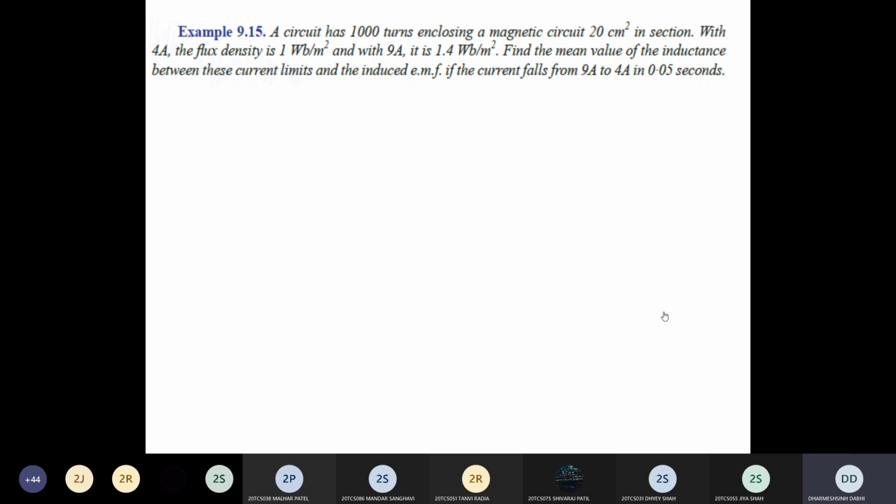Any doubt? Here rate of change of flux density and rate of change of current are given. So dB is given, change in the flux density, and di is given, change in the current. So replace here in the equation of inductance N d phi by dt, replace the flux by B into A. Clear?